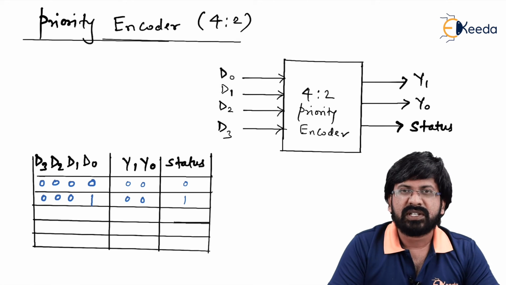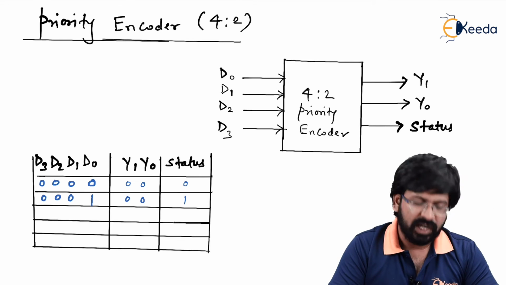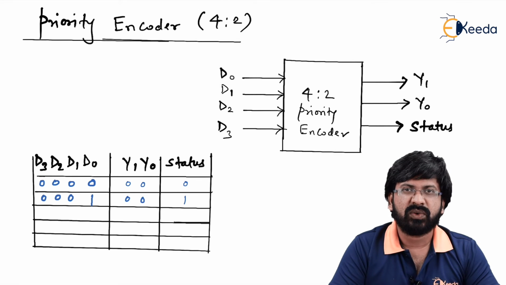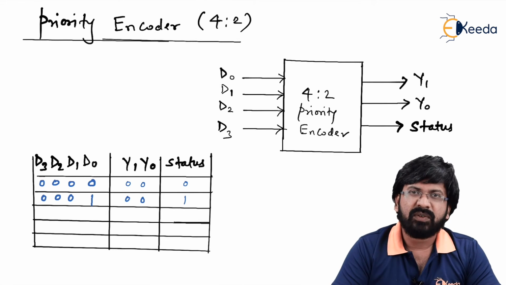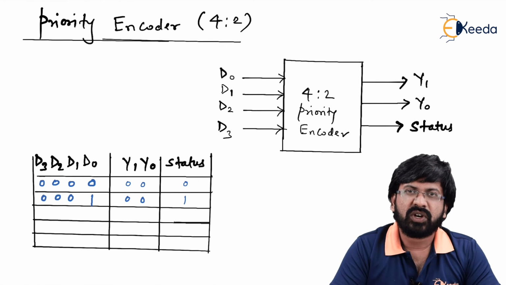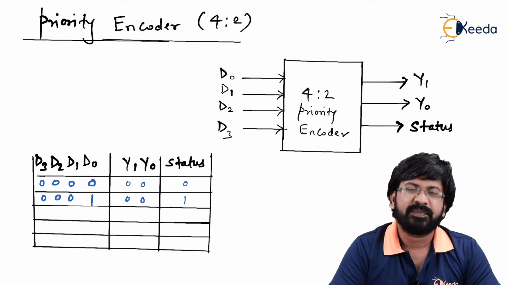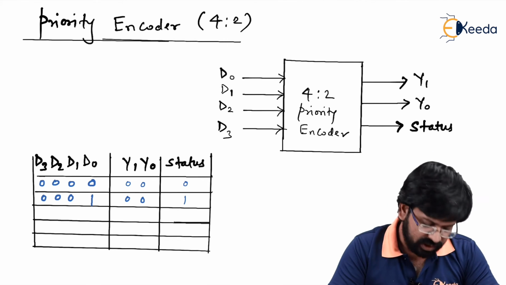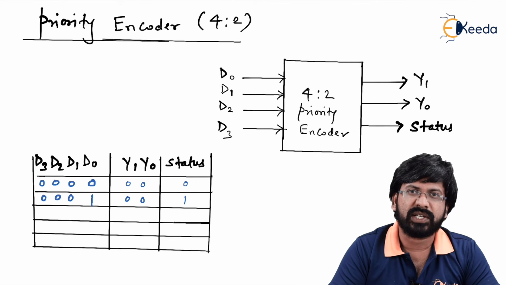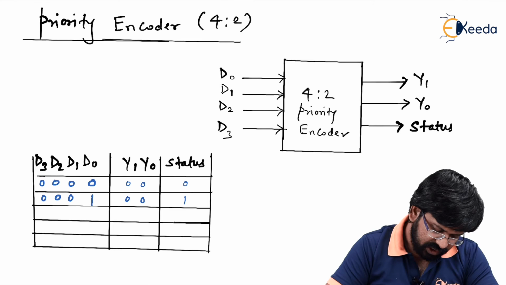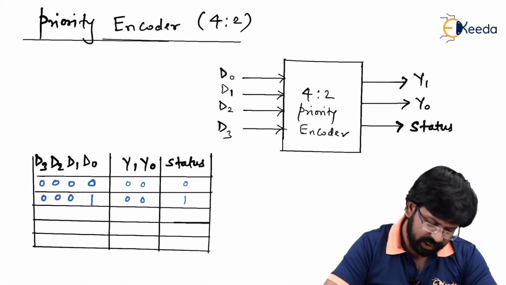See, in the previous case also Y1, Y0 is 0, 0, and now also in this case Y1, Y0 is equal to 0, 0, but there is a difference between the two. The second time I am getting Y1, Y0 as 0, 0 because D0 is activated. Am I right? And in the previous case I am getting Y1, Y0 as 0, 0 because none of the inputs were activated. So this is how the status output differentiates between these two cases, right?